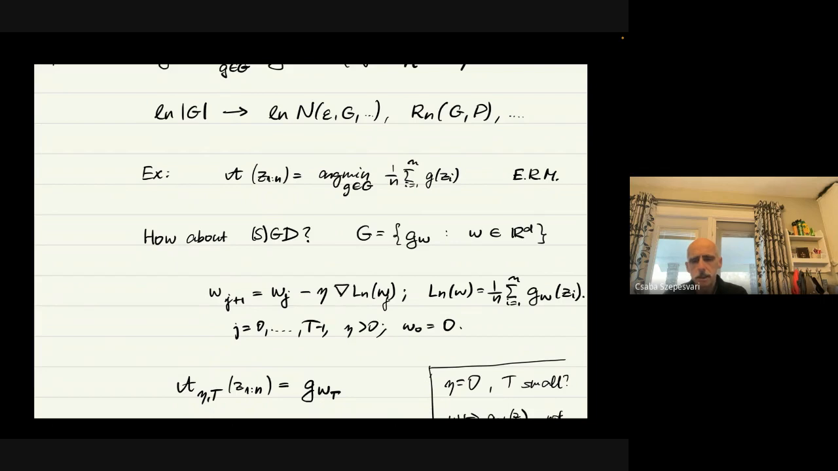So if you consider gradient descent, how does it look like? So some form of gradient descent could look like this. You have some weight vectors. They live in d-dimensional Euclidean space. And for each weight vector, there is a corresponding loss function. So this loss function maps elements of Z to the reals. And you can write what the empirical loss is.